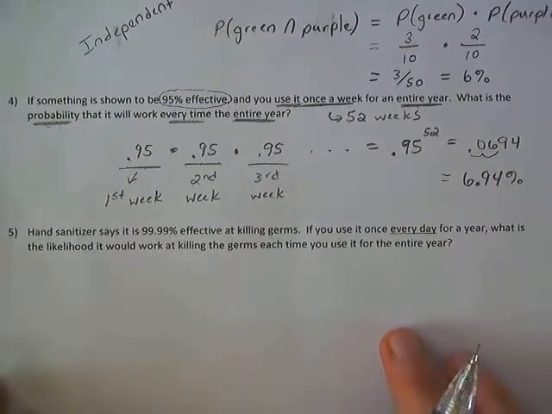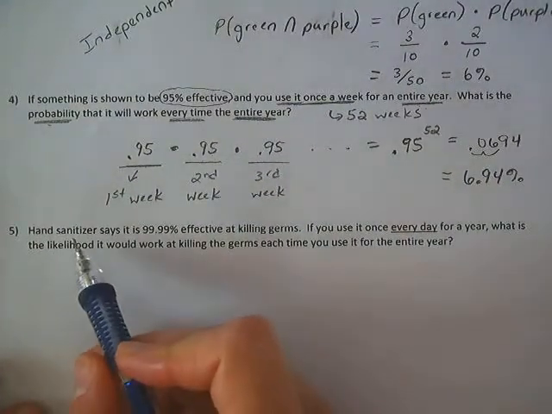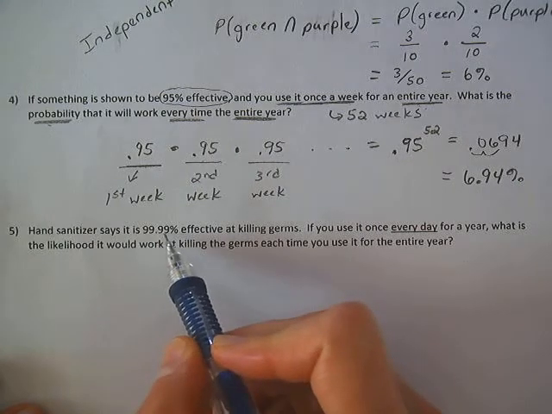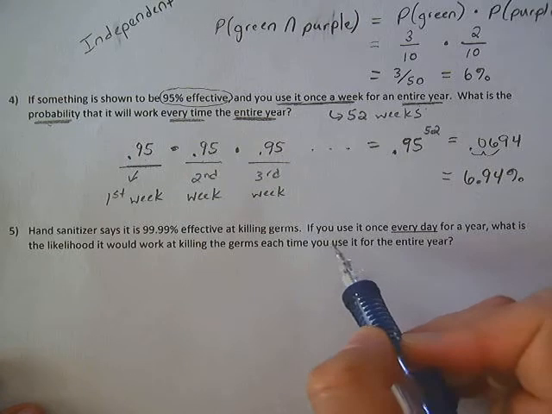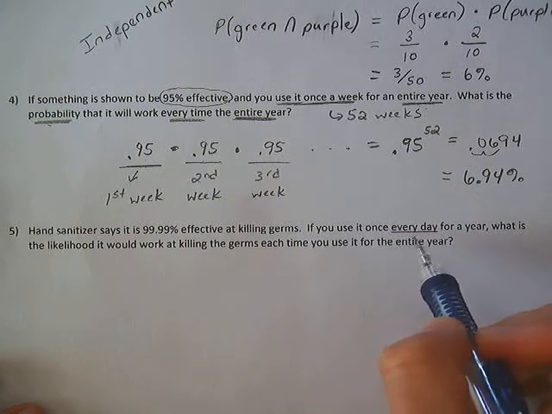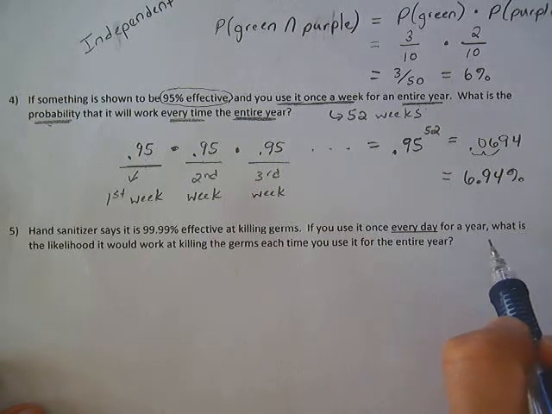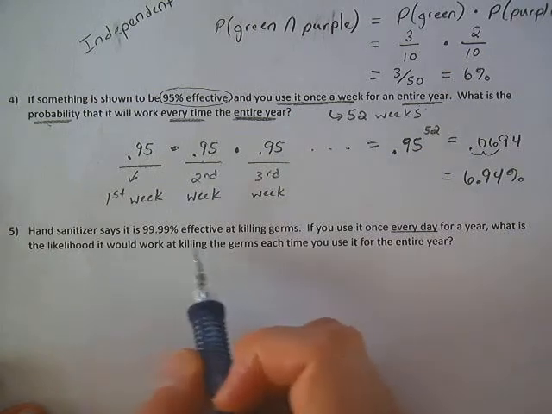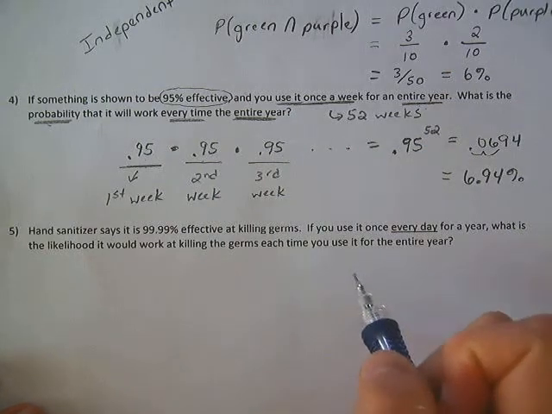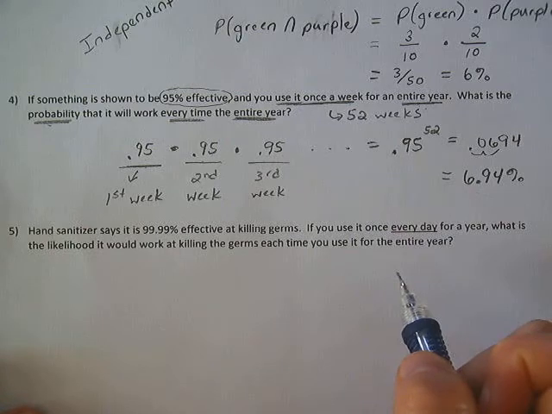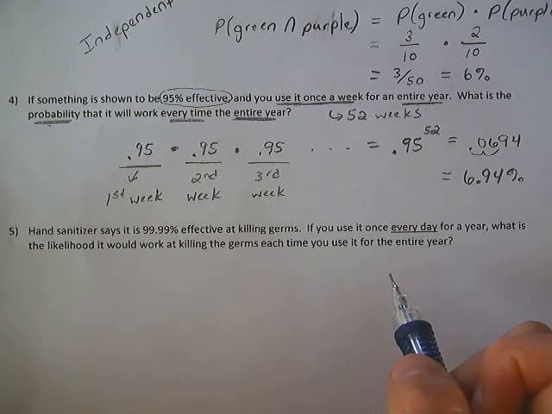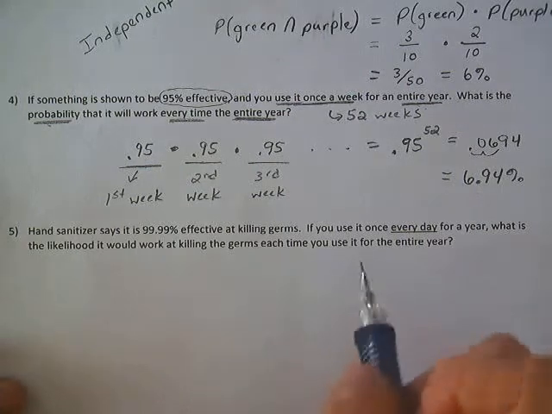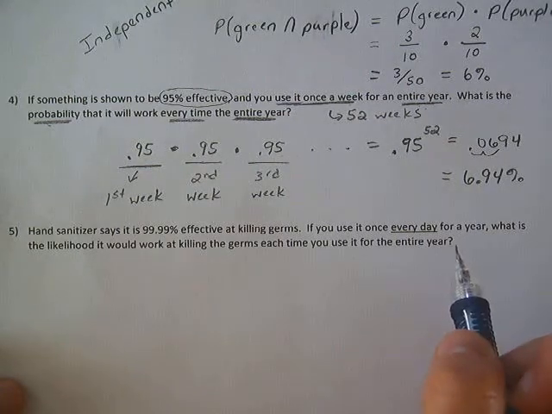All right. So we'll do one more. Hand sanitizer usually says that it's 99.99% effective at killing germs. Okay. So if you decide to use this once every day for a year, what is the likelihood it would work at killing the germs every time that you use it for the entire year? Now remember, this isn't just cleaning your hands the whole day because you have to reapply, but let's say that you just use it once a day for a year.